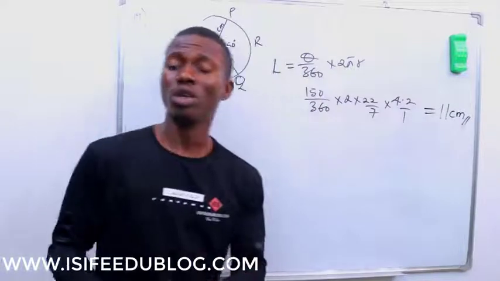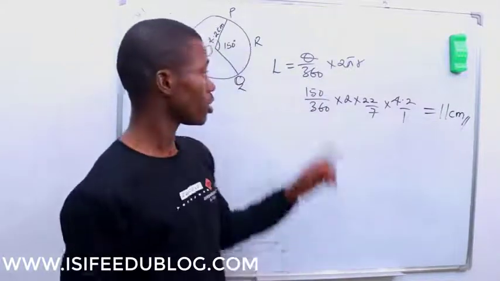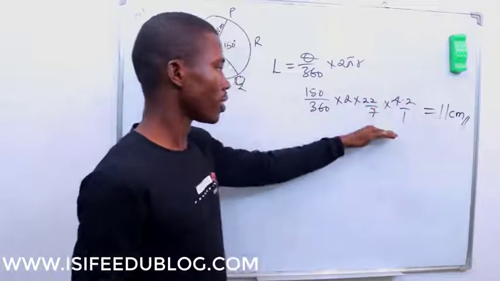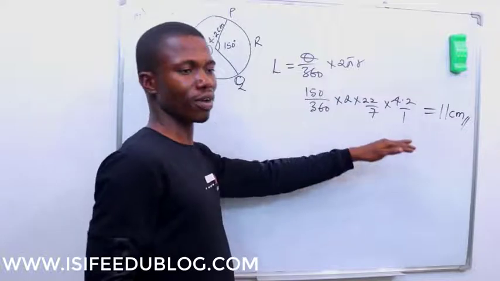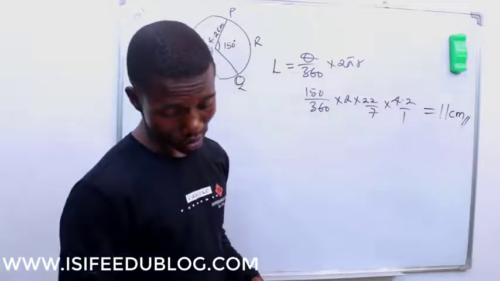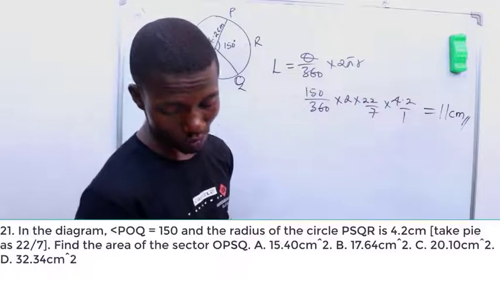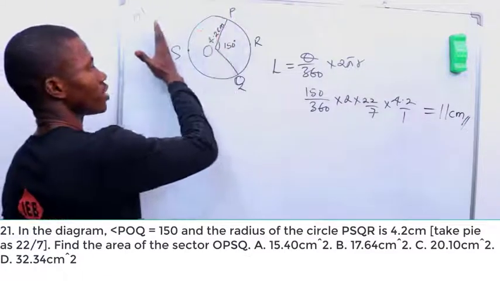So assuming you are in a WAEC hall or JAMB hall, you will use a scientific calculator. Punch the numerators, write your answer. Punch the denominators, write your answer. Then up divided by down. You go your way. Okay. Next question is question number 22. Find the area of the sector PSQ. They want us to find that here now.